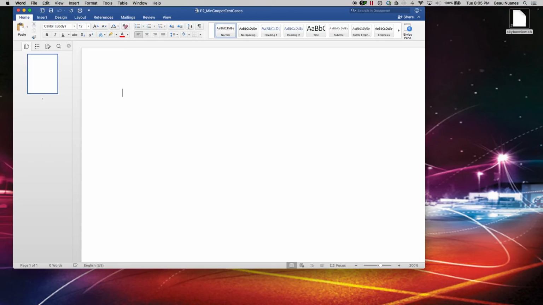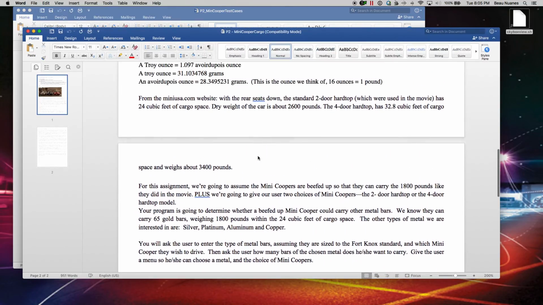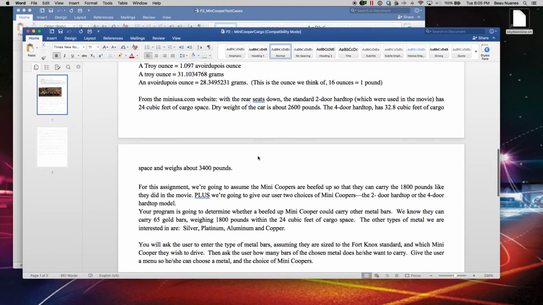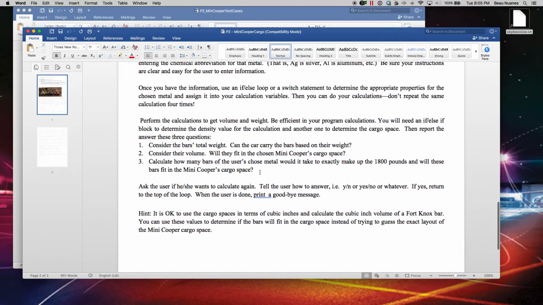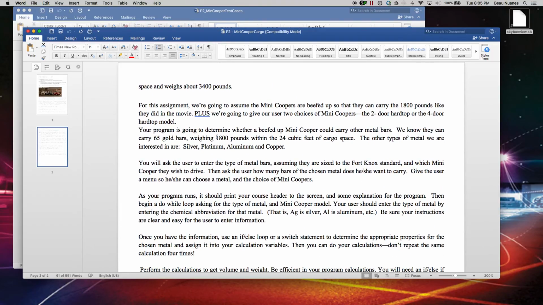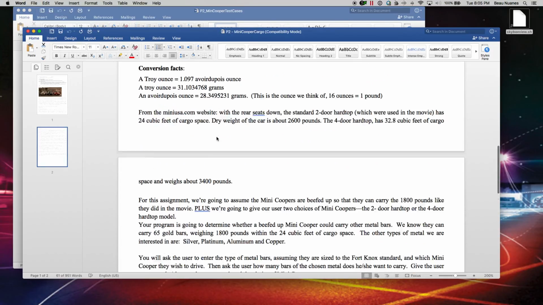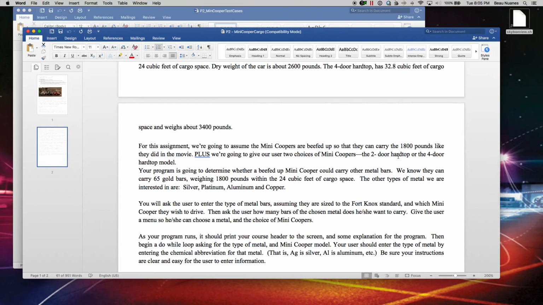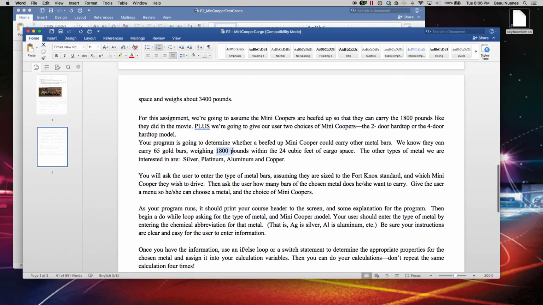So here's the actual spec. Bunch of information in here. Key things to look at when you're looking at the test case is we want to make sure that we answer these 3 questions in the test case. And there's some useful information in here, right? With the dimensions of the bar, the 2-door hardtop and 4-door hardtop, and the different cargo spaces for those, and that both Mini Coopers are 1,800 pounds. Keep that in mind as well as we go through this.